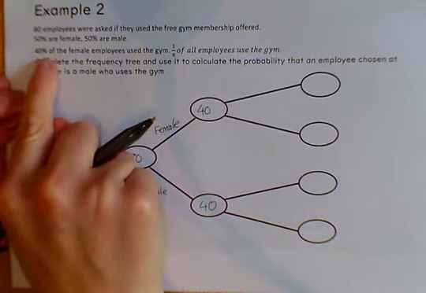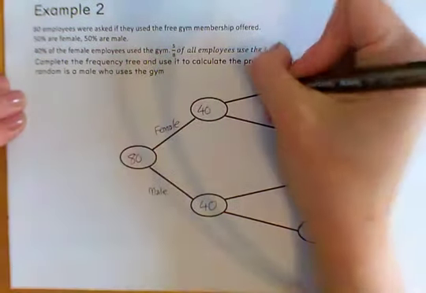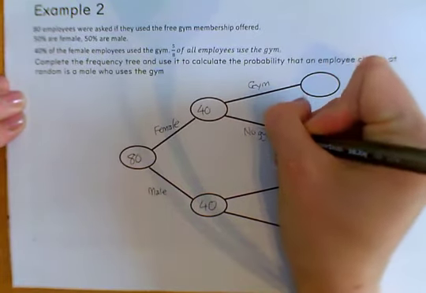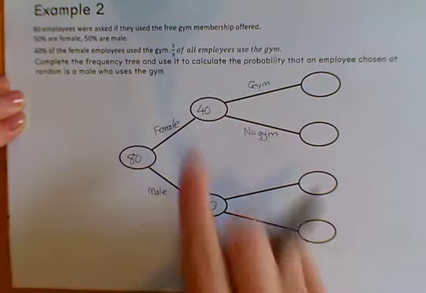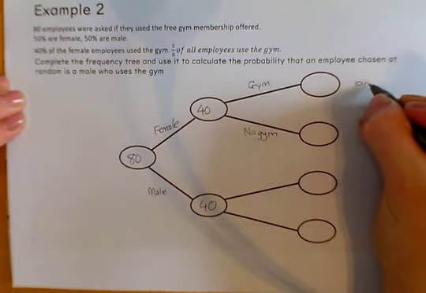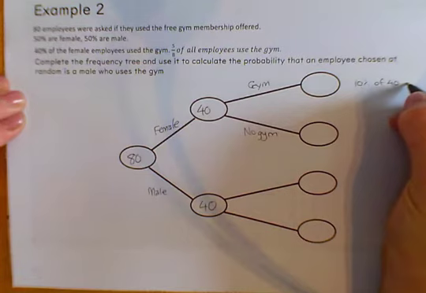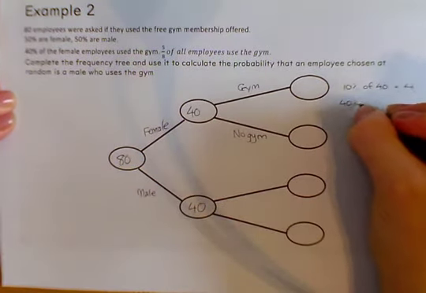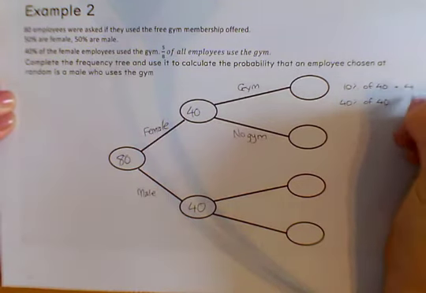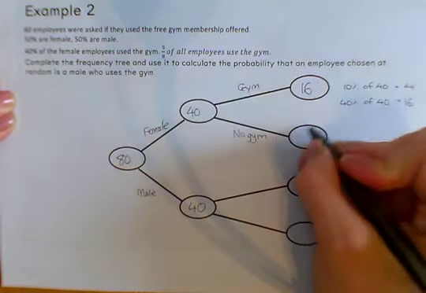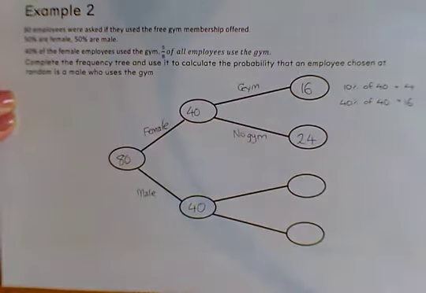Okay, 40% of the female employees use the gym. So they either use the gym or they don't. Now, 40% of 40, well, if over here we say 10% of 40 is equal to 4, so that means that 40% of 40 we have to times by 4 is going to be equal to 16. So 16 females use the gym, which means that 24 females do not use the gym.